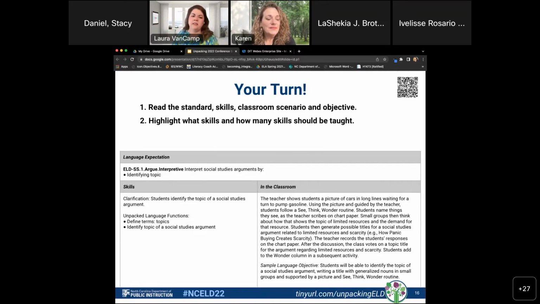Just drop it in the chat. Tell me what skills and how many skills should be taught for this particular standard. The standard reads, interpret social studies arguments by identifying topic. Hint, hint, there's no mystery here.